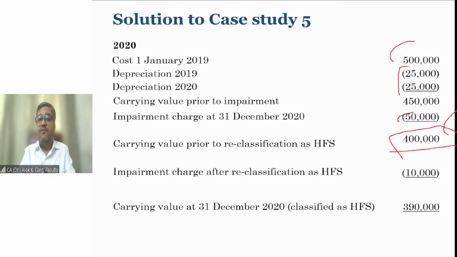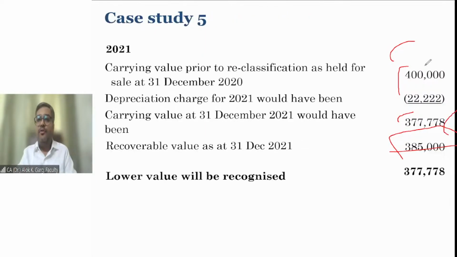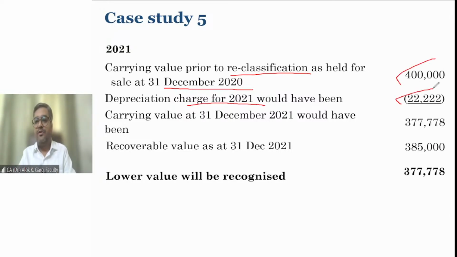Now what is the depreciation? What is 4 lakh divided by 18? It is 22,222. Yeah. So carrying value prior to reclassification as held for sale on 31st December 20 is 4 lakh. Depreciation charge for year 21 is 22,222. How did it come? 4 lakh divided by 18, remaining life. Your carrying value divided by remaining life. So carrying value as on 31st December 21 would have been 377,778. One of the students has given the right answer in the beginning.